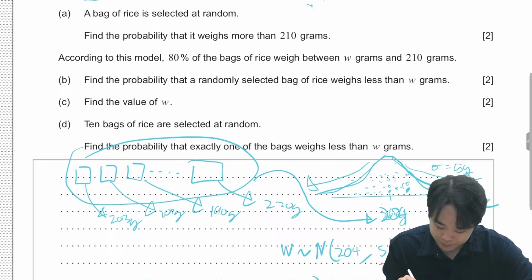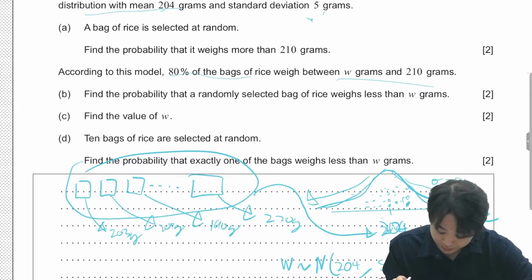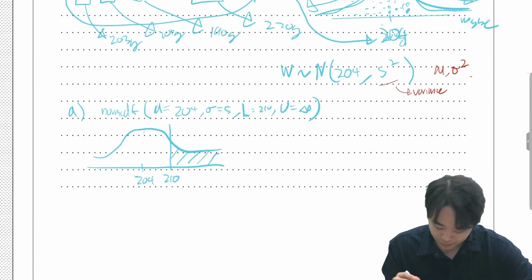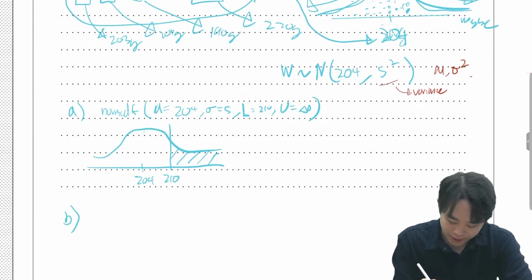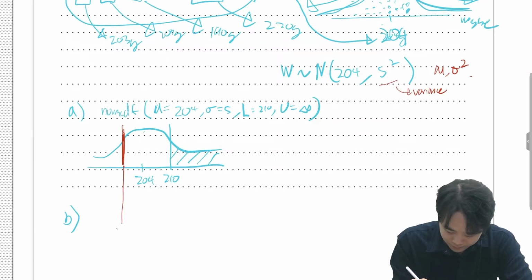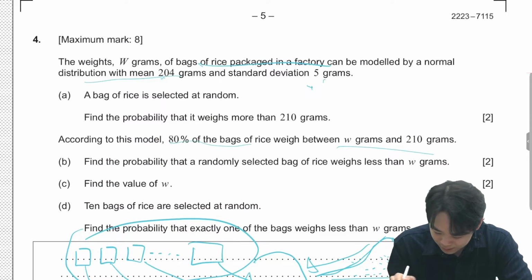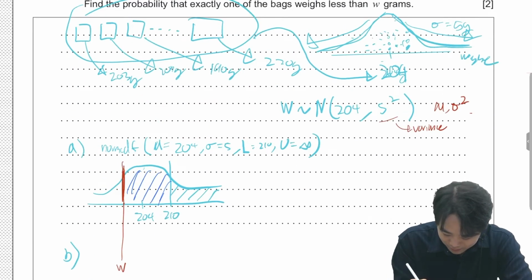And then in the second problem, we say that 80% of the bags are between W grams and 210 grams. Okay, so we'll first have to do part A. Then we're going to have some lower bound at part B here. Right? So this is going to be W. And we know for a fact that this area in between is going to be 80%. Right? So you just know that this is going to be 0.8. But let's first find out what this area is going to be.